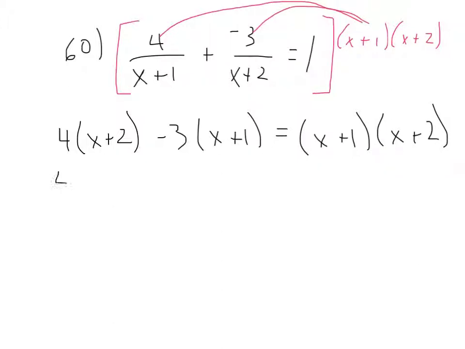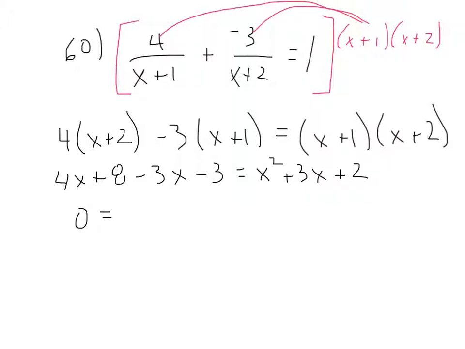Okay, distribute the 4, the negative 3, and over here we want to FOIL, distribute, because ultimately we're going to have a quadratic, and to solve quadratics they have to be set equal to 0. Set them all equal to 0, so we're going to get 0 on the left-hand side. Does everyone agree with that?